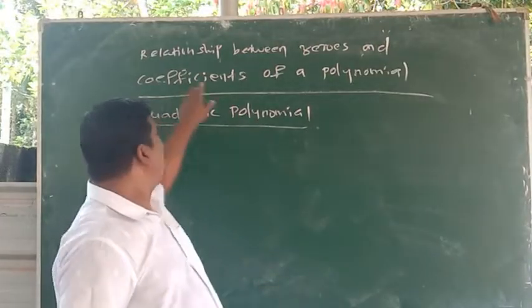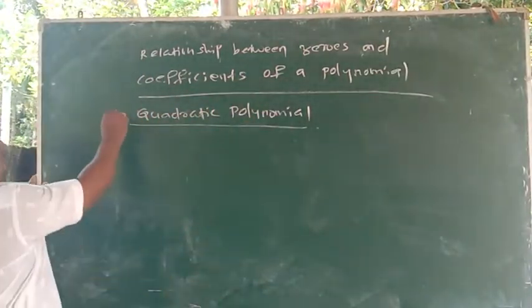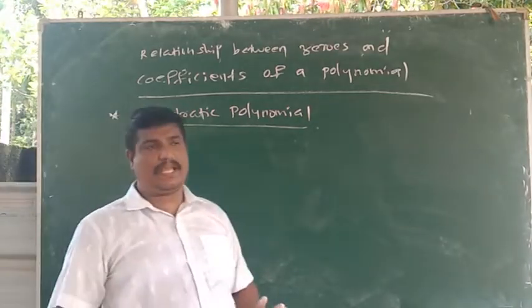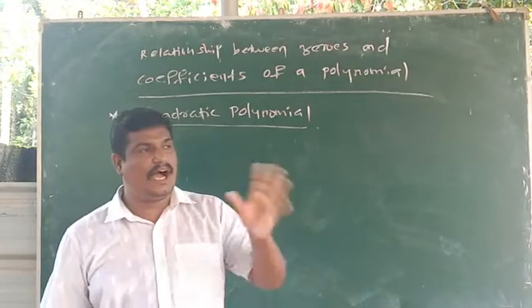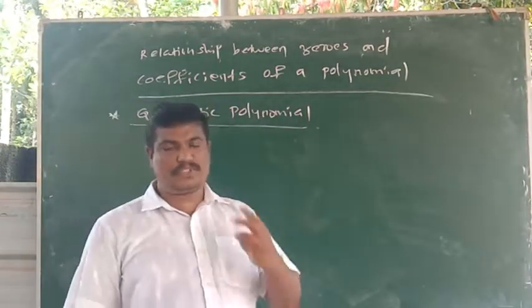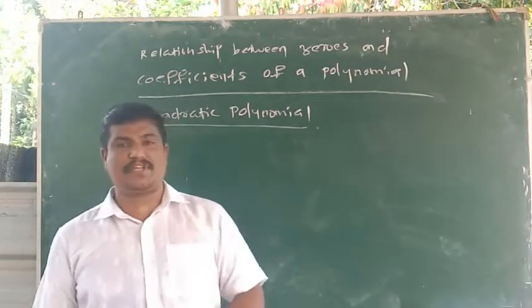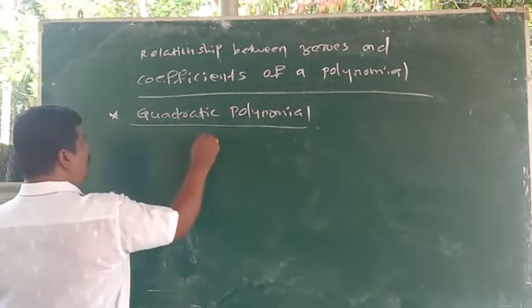Listen. Relationship between zeros and coefficients of a polynomial. First is the quadratic polynomial. Here there are two zeros. We can assume, in general form, alpha and beta are the zeros of that quadratic polynomial. First zero alpha, second zero beta.